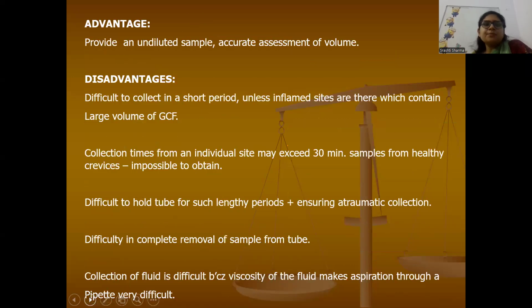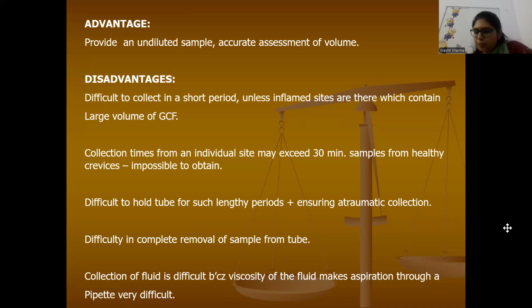So, advantages: it provides an undiluted sample and accurate assessment of volume. Disadvantages: it is difficult to collect in a short period unless inflamed sites are there, which contain a large volume of GCF. Collection times from an individual site may exceed 30 minutes. Samples from healthy crevices were impossible to obtain.